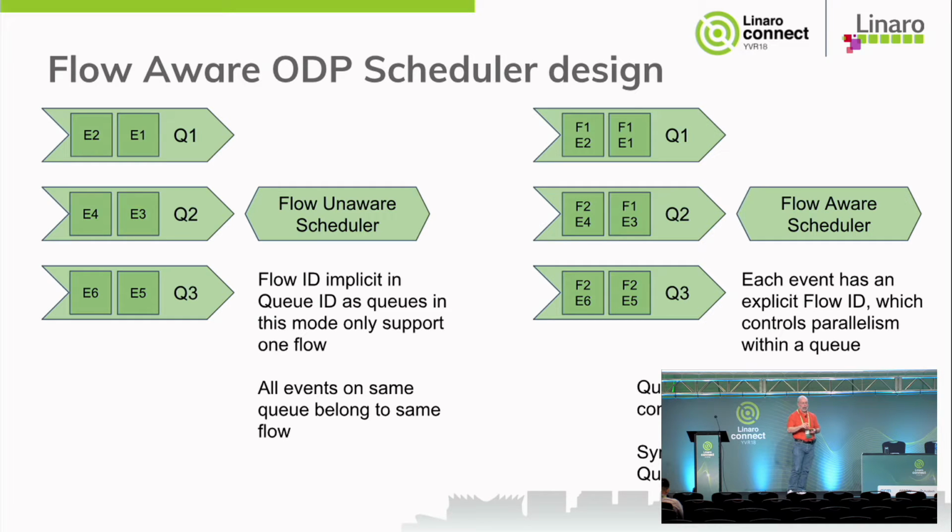Whereas in the case of Q2, since flow 1 and flow 2 are separate flows, let's suppose Q2 is an atomic queue. That means both of those events could be dispatched concurrently because they're part of different flows. In flow unaware mode, all of the events on Q2 would be treated as part of the same flow and therefore could only have one dispatched at a time. So there's a potential for additional concurrency there.